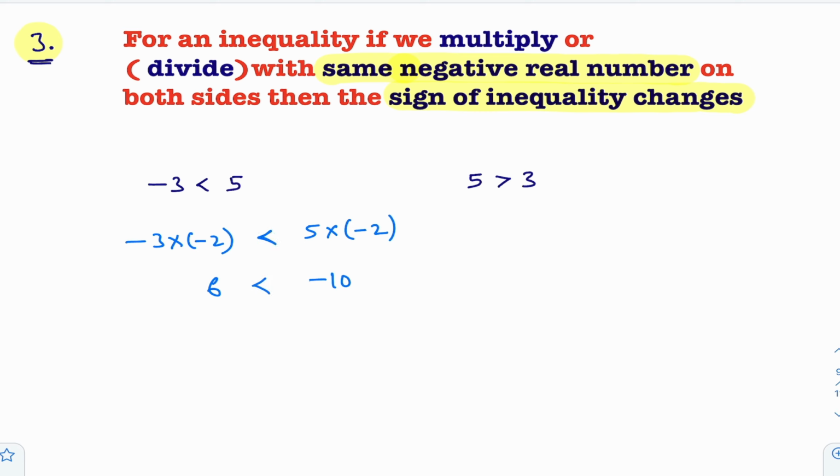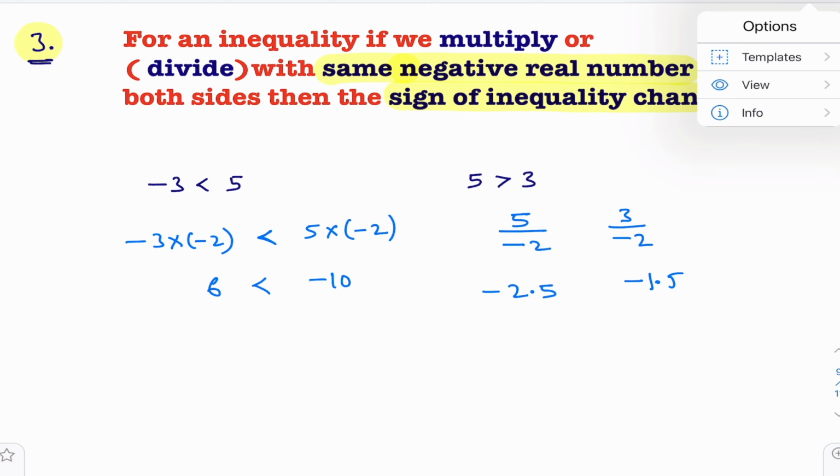I hope you are understanding. Similarly, you see here 5 is greater than 3. Is 5 greater than 3? Yes, this inequality is true. For this inequality, if I divide with the same negative real number on both sides, 5 divided by minus 2, 3 divided by minus 2. What is 5 divided by minus 2? It is minus 2.5. 3 divided by minus 2 is minus 1.5. Which one is bigger? Which one is smaller?